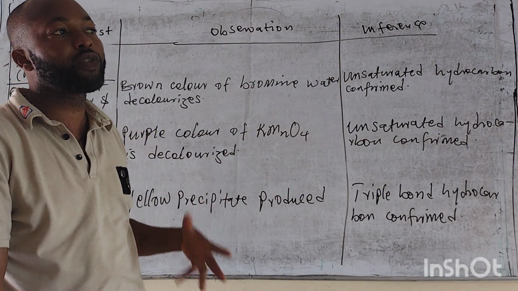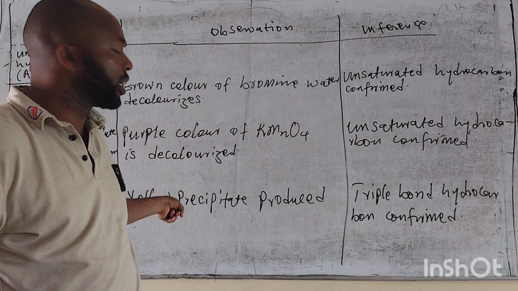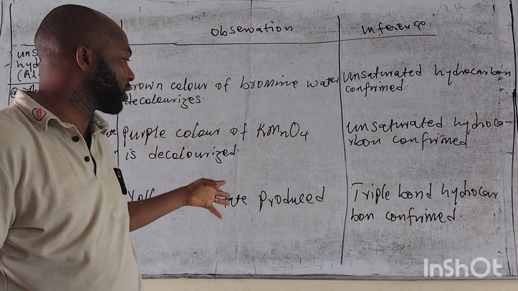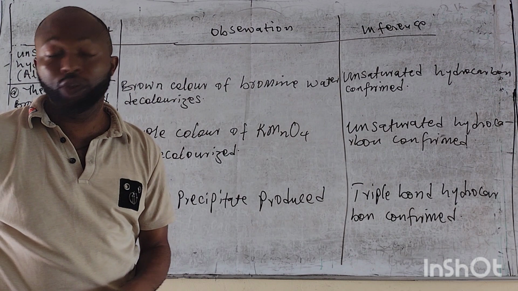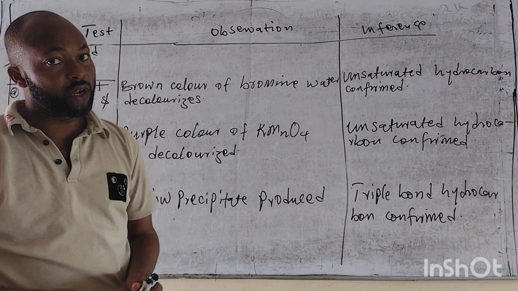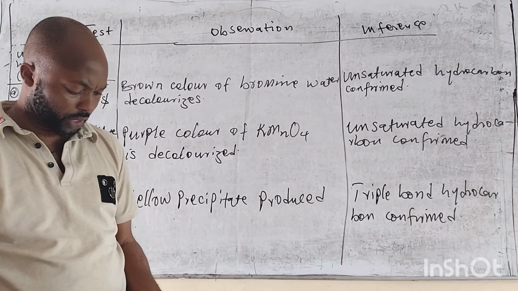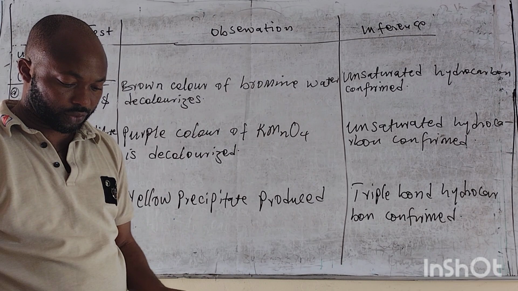When we proceed further to react with ammoniacal copper(I) chloride, there is no reaction when it is a double bond, and there is a yellow precipitate when it is a triple bond. So by so doing, you will be able to know if it is a double bond, triple bond, or single bond. So let us look at tests for alkanols.